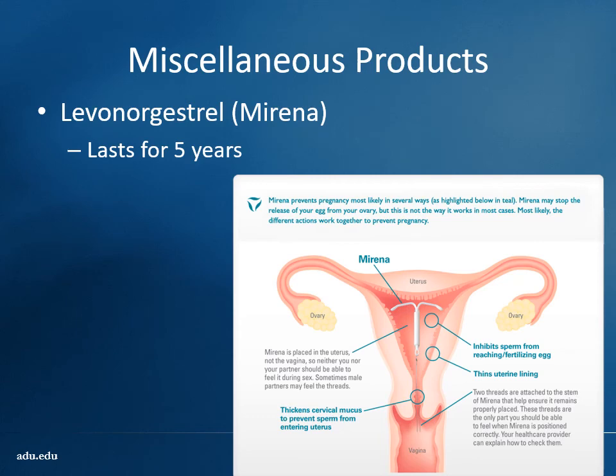We also have some intrauterine devices here. So here's one variety. Most of these are going to be progestin only. So this is levonorgestrel or Mirena. And the benefit of these, they last a very long time. So some of them will last 3 years, some will last 5 years. This one in particular will last 5 years.